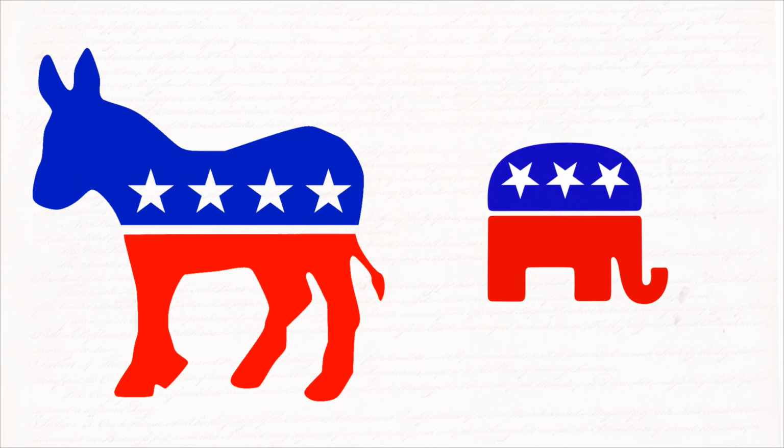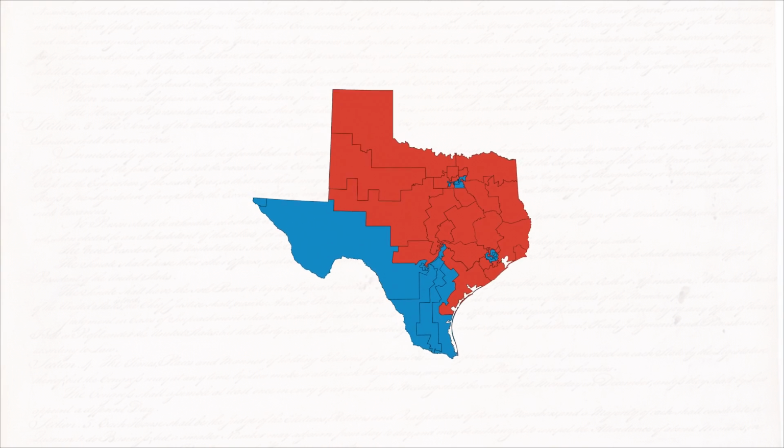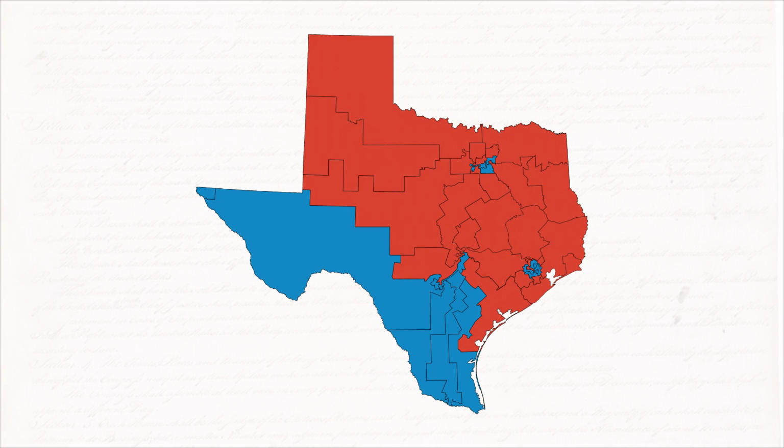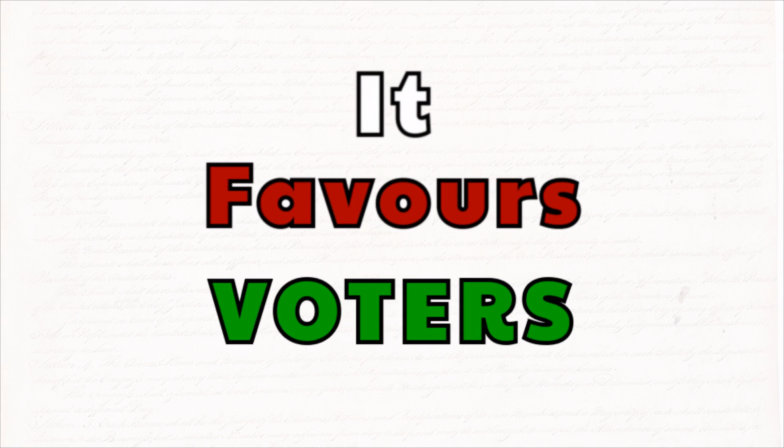Others point to the fact that it would favor one political party over the other, but this is not true. Republican districts in deep blue states like California would see their electoral vote go to their desired candidate. And Democratic districts within deep red states like Texas would see their electoral votes go to their desired candidate. The congressional district method does not favor one party, it favors voters.